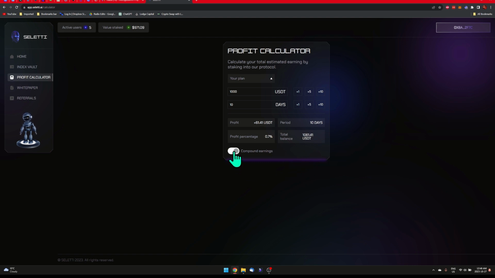If you click on compound earnings, then it's going to compound it on your behalf without you having to do it by yourself. And I'm assuming it's doing that every 24 hours. And then you're going to get 61 USDT at the end of it. So you're going to end up with 1,061 USDT and so on.